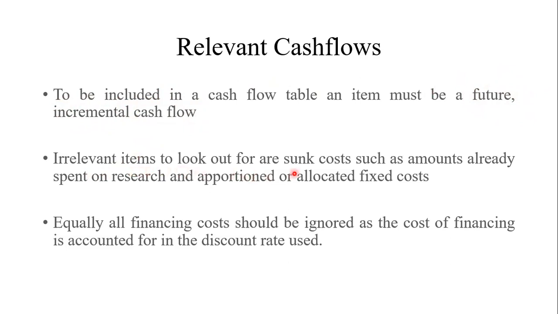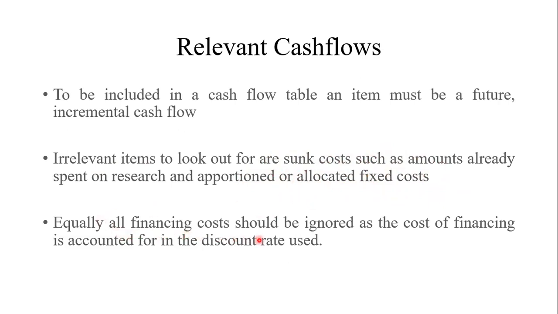Irrelevant items to look out for are sunk costs, such as amounts already spent on research, and apportioned or allocated fixed costs. When an amount is allocated, it is not a cash flow, unless there is an incremental difference or a change in that cash flow. That is fixed cost. If fixed cost increases from one level to another, that difference becomes a cash flow. But if it is just allocated, then that is not a cash flow.